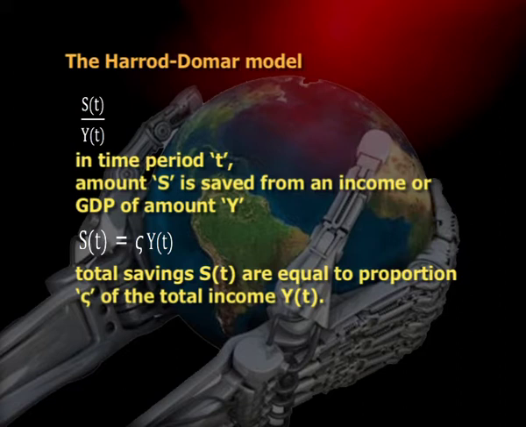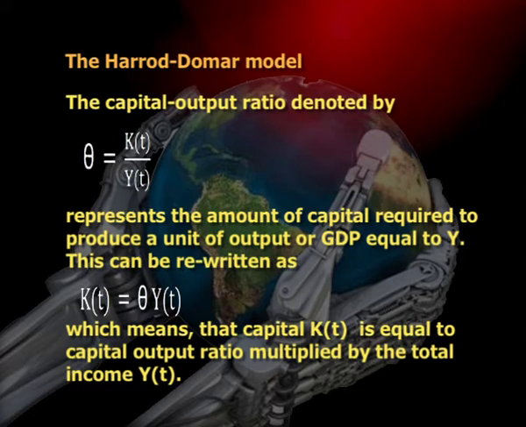This can be rewritten as S T is equal to sigma Y T, which means the total savings S T are equal to proportion sigma of the total income Y T. And the capital output ratio denoted by theta, which is equal to K T upon Y T, represents the amount of capital required to produce a unit of output or GDP equal to Y. This can be rewritten as K T is equal to theta Y T, which means that capital K T is equal to capital output ratio theta multiplied by the total income Y T.